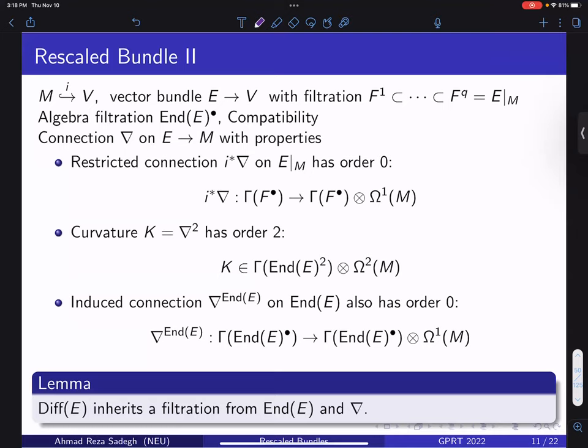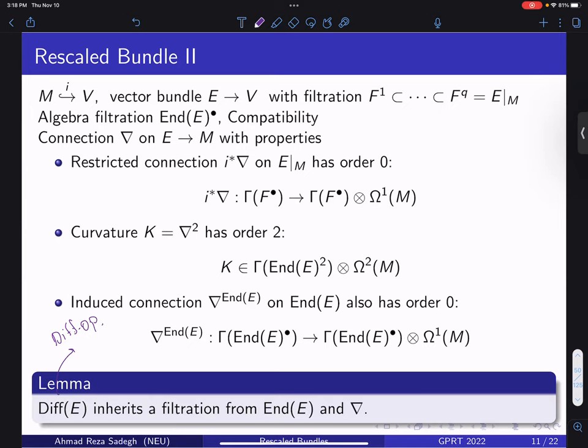With these three assumptions, you can define, over the space of differential operators over E, a new filtration, because differential operators naturally have a filtration given by how many times they are differentiating locally, taking the maximum. Here you have a filtration over the endomorphism bundle as well, which is usually the differential operators of order zero, and you use that to define a new filtration over the differential operators.